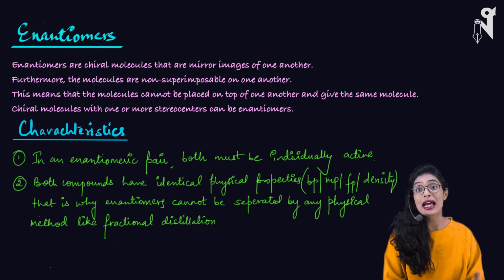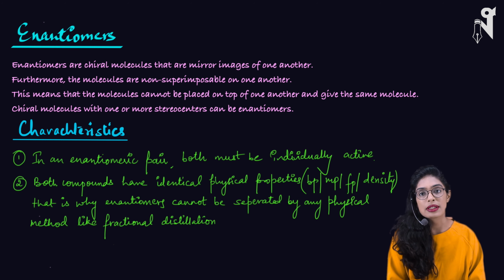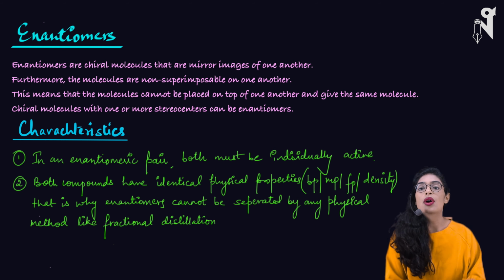It's exactly in the same way how we say that if you have, let's say, geometrical isomerism existing in the molecule, then it can be represented by cis and trans. Now we're talking about enantiomers. So enantiomers are again a type of isomers of optical compounds or optically active compounds. Now what exactly are the enantiomers?